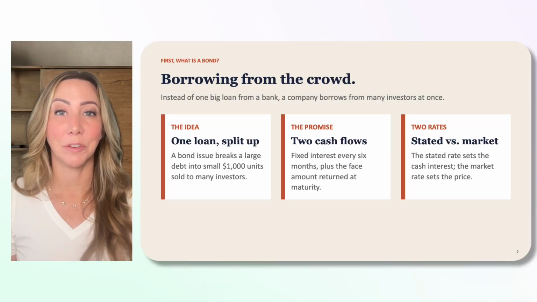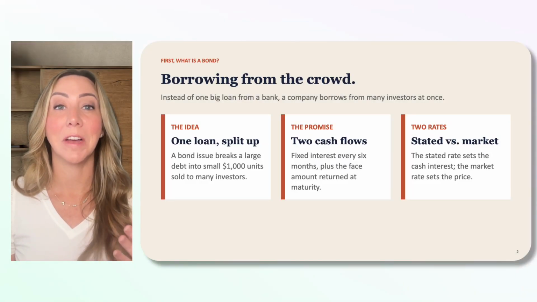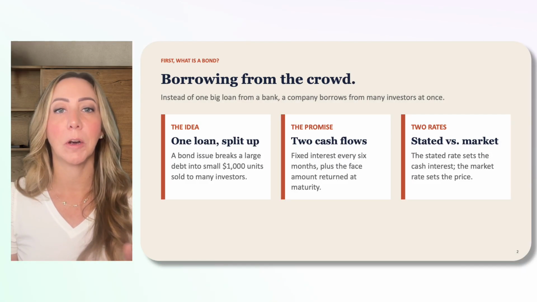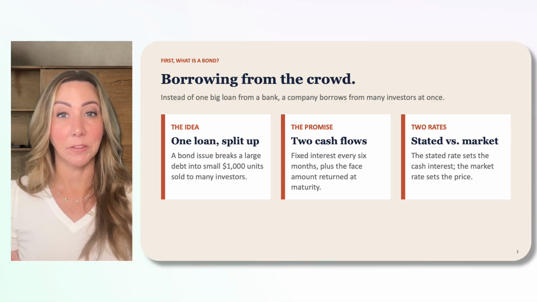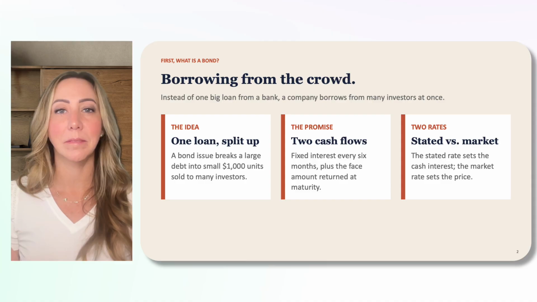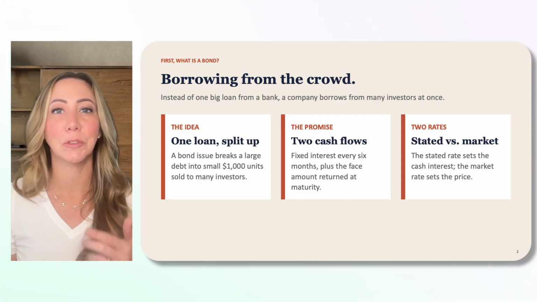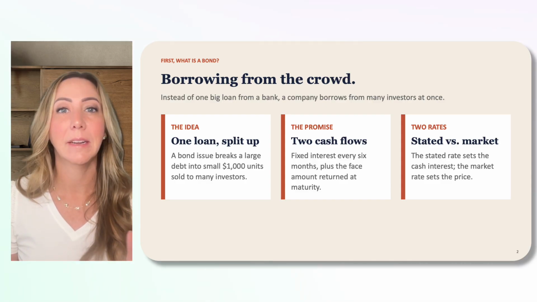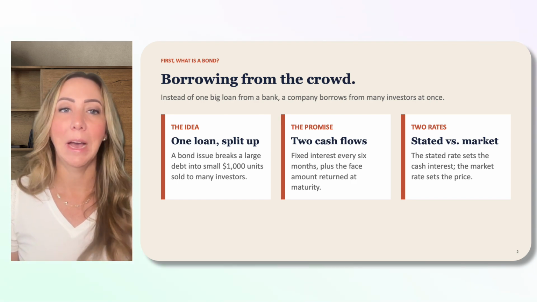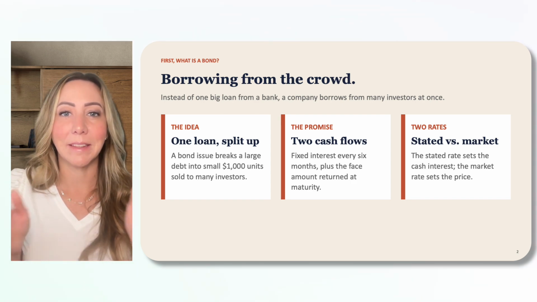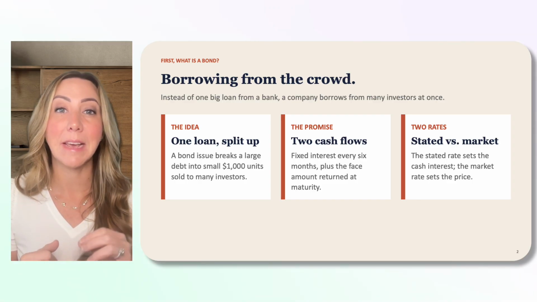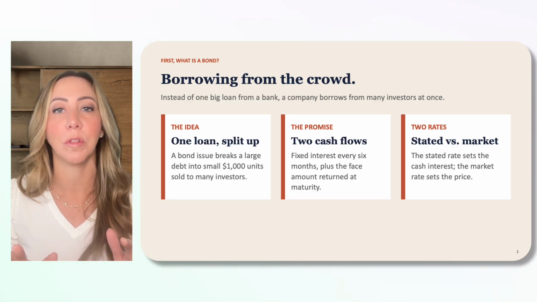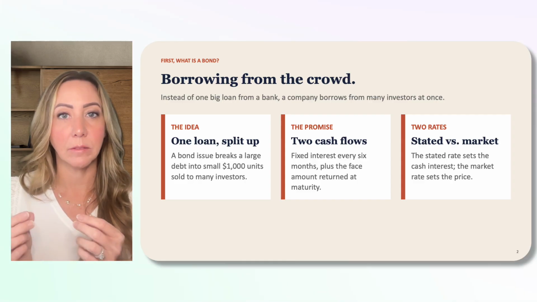Let's consider another scenario. This time I want you to imagine a very big corporation that needs to borrow a very large amount of money, hundreds of millions of dollars. It could walk into a bank and ask for the whole thing, but finding a single lender willing and able to loan that much at a reasonable rate is hard, maybe impossible. So instead, the company borrows from the crowd. It breaks that giant loan into thousands of small, identical pieces, usually $1,000 units, and then sells them to investors all over the market. Each of those pieces is one bond.